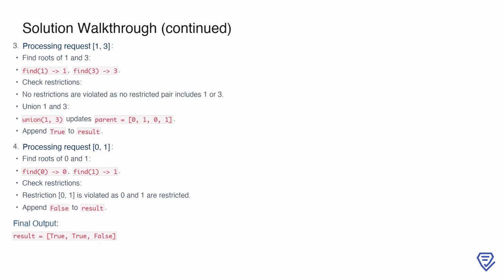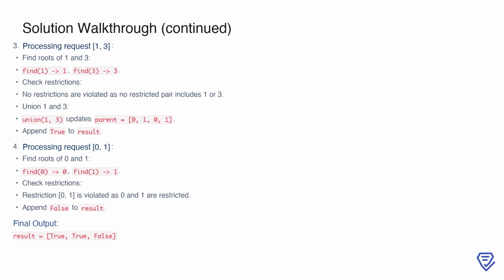Next, we handle the request 1, 3. The roots of 1 and 3 are distinct, 1 and 3. Since there are no restrictions that involve either 1 or 3, we can union these two nodes. After performing the union, the parent array updates to 0, 1, 0, 1, and we append true to the result list. Now we move to the request 0, 1.